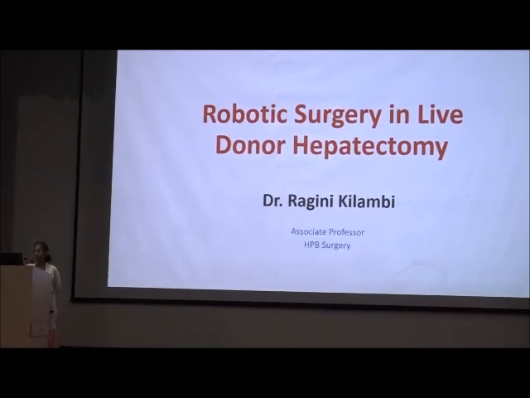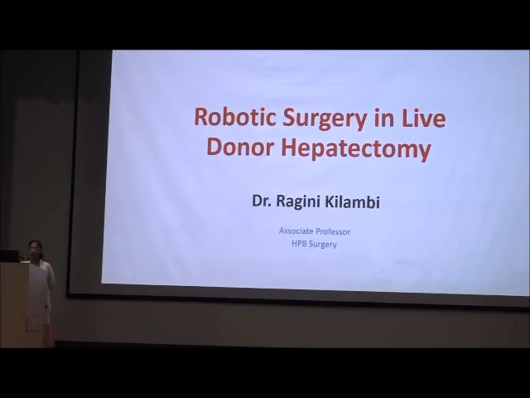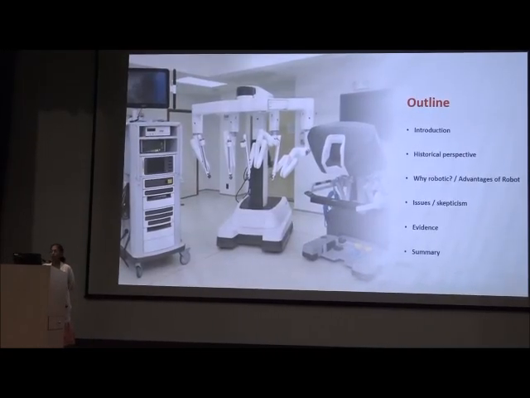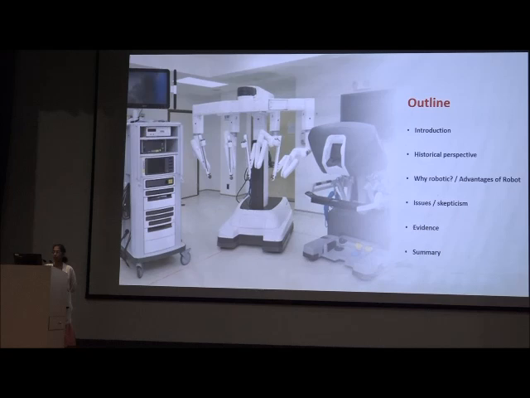The second talk of the day is on robotic surgery in live donor liver hepatectomy. So we'll be covering this topic under the following heads, following a brief introduction and a historical perspective. We start by looking at the advantages of the robotic platform. Why are we even discussing robotic live donor hepatectomy? What are the issues which have prevented widespread adoption of this technique, and what is the skepticism associated with it? What does the evidence say? What amount of evidence do we actually have? And then finally, how do we summarize our existing evidence today?